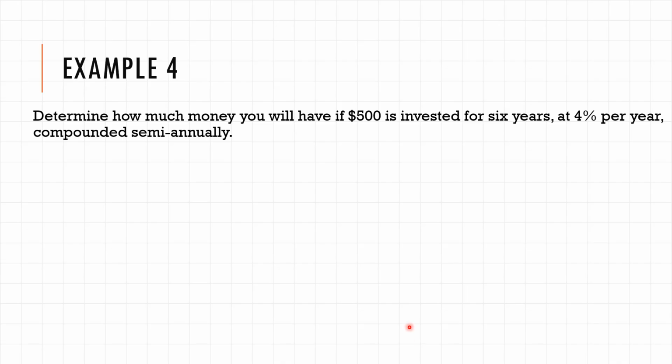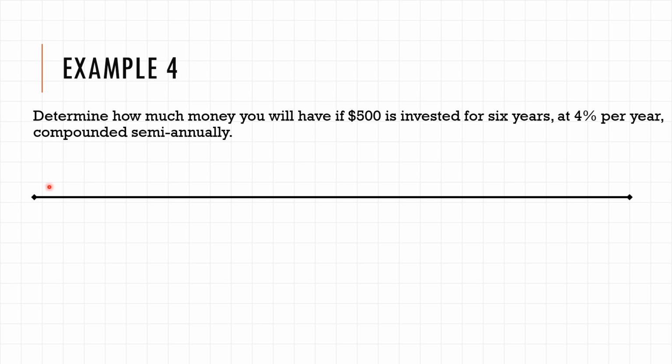Determine how much money you will have if you have $500 and you invest it for 6 years at 4% per year, compounded semi-annually. This question is very similar to example number 2, but what I'm going to do here is show you a diagram of what's happening. If this is your term, you're investing this for 6 years, so that's 1, 2, 3, 4, 5, 6 years, and you're starting with $500. How much would this end up being?